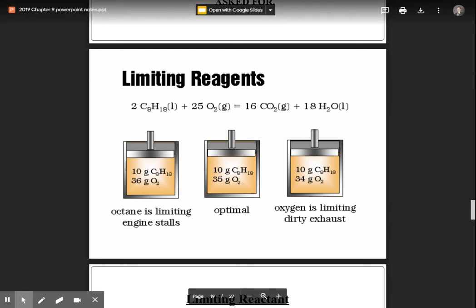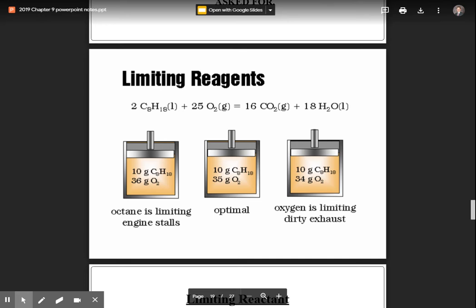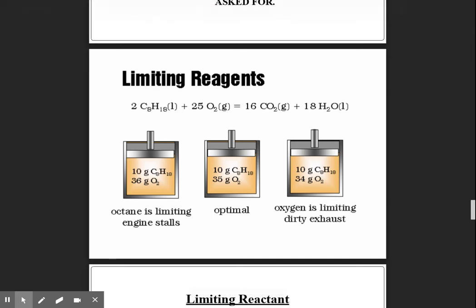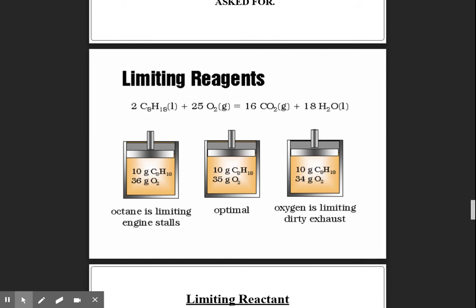So here's just a simple example. It shows a combustion reaction that might occur in an engine. If we have amounts that perfectly match up and perfectly react with each other, that's what we're trying for. If we run out of octane first, the engine will stall. And if we run out of oxygen, then we'll get dirty exhaust and buildup in the engine. We'll come back to the example later.